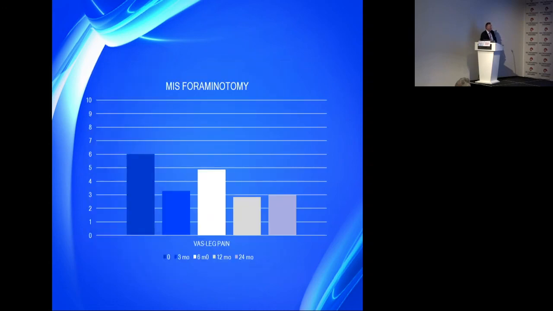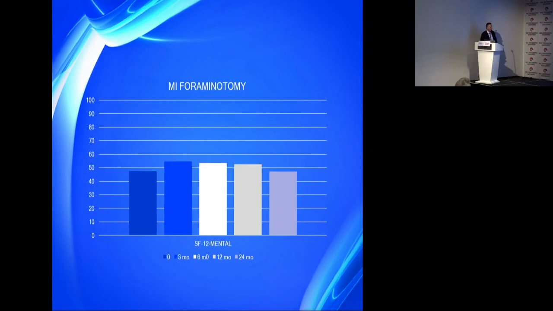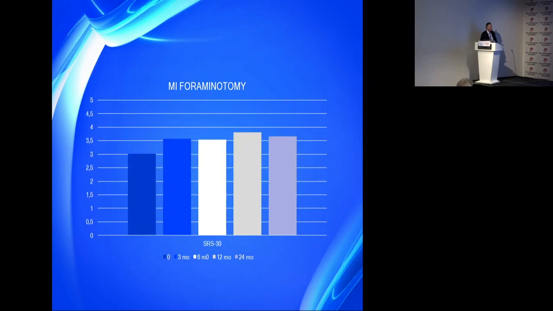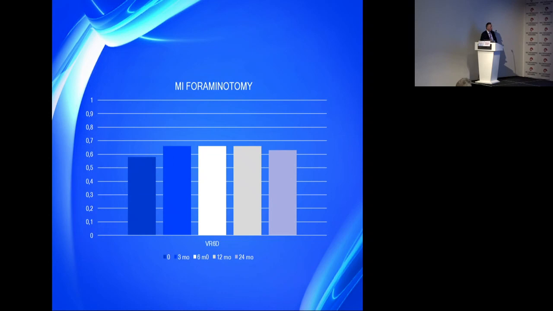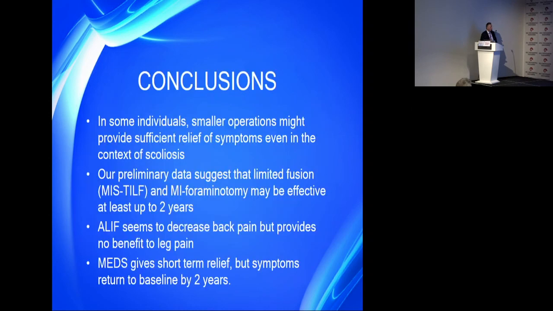And in fact, foraminotomy looked really good. Leg pain came down, jumped up a little bit, but then came back down, and by 2 years had stayed really good. Same thing for back pain. Gradually came down, excellent results by 2 years. Mental health didn't change very much. Physical health didn't change very much. SRS-30, though, improved slowly over time. Mental health on VR-12, not much change, and not much change in VR physical or the VR-6D.